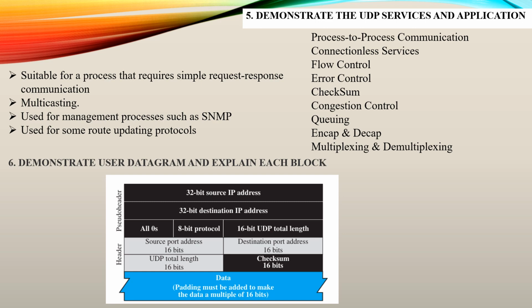Application. In all real-time data or applications related to real time, UDP services are used. But to be precise, it is suitable for processes where simple request and response communication takes place. That is, you request a packet, your acknowledgement is sent back. It is a very simple process. It is also suitable for multicasting, unicast, broadcast, multicast. You can connect n number of devices, that is called multicasting. It is used for management processes like SNMP, FTP, all those.